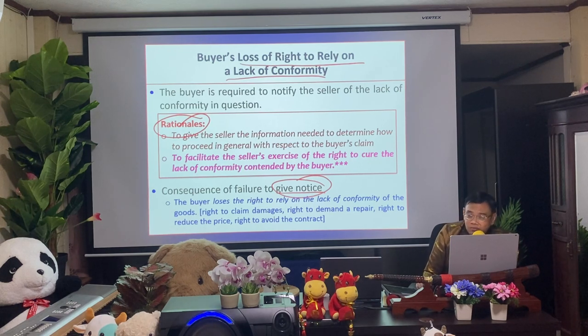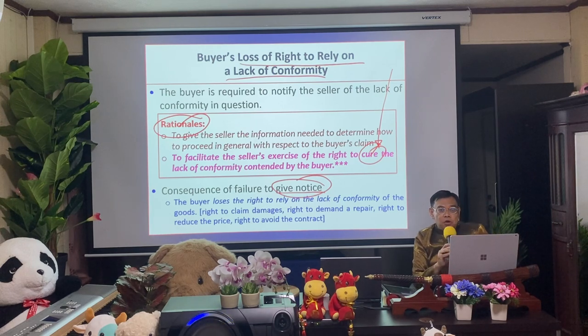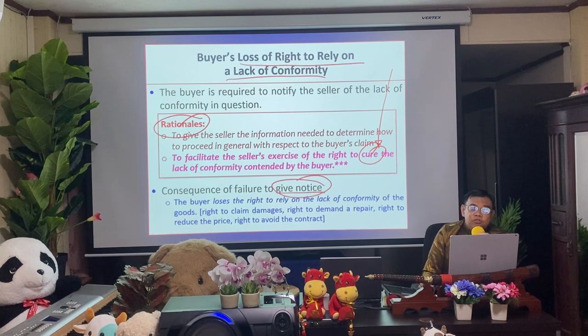The important reason is that the requirement that the buyer give notice of the lack of conformity to the seller is to enable the seller to cure. If the seller does not know about the lack of conformity, then the seller will not have a chance of curing. Remember the cure provision is designed to preserve the contract. If the seller wants to cure, it will stop the buyer from exercising the right to avoid the contract. So if the buyer does not tell the seller about the lack of conformity, there is no way that the seller can exercise the right to cure.